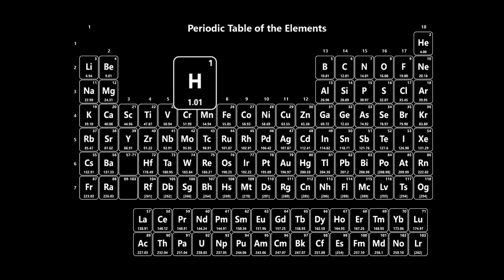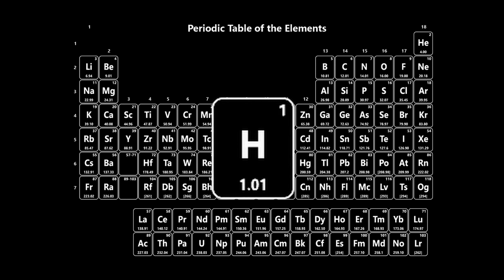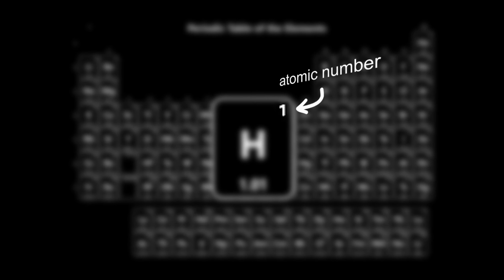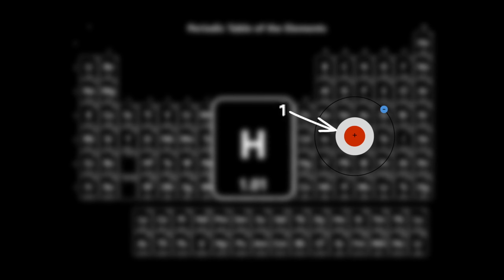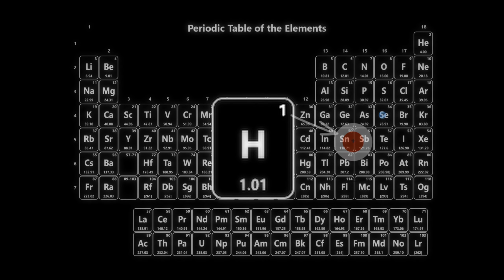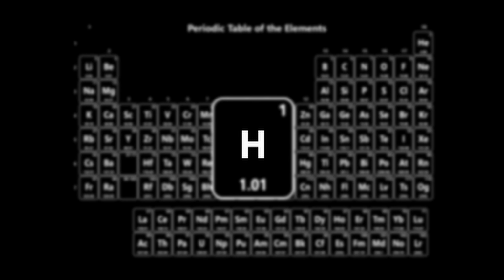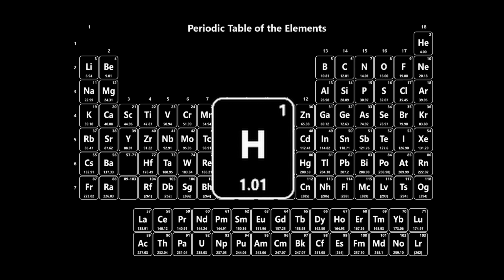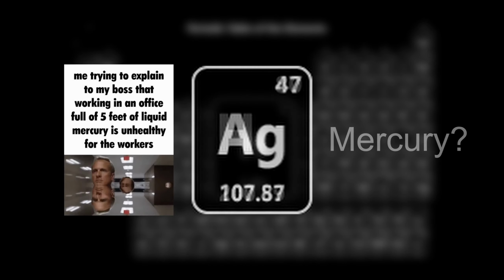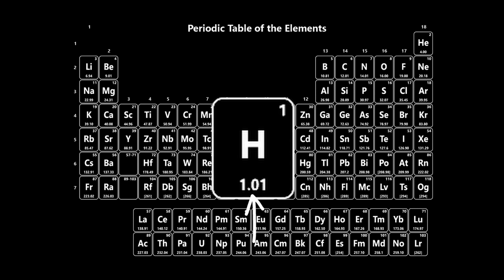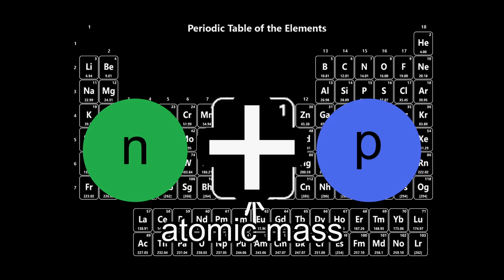Each box on the table represents a different element. The elements are ordered based on their atomic number in the top right corner. The atomic number represents the number of protons in the atom, which, as stated before, determines what element the atom will be. The letter identifies which element it is. Most of the time, the name of the element and its letter are self-explanatory, like H for hydrogen. Other times, it's not so clear-cut, like Hg for mercury or Ag for silver. The number on the bottom represents the atomic mass, indicating its size being the sum of the neutrons and protons.